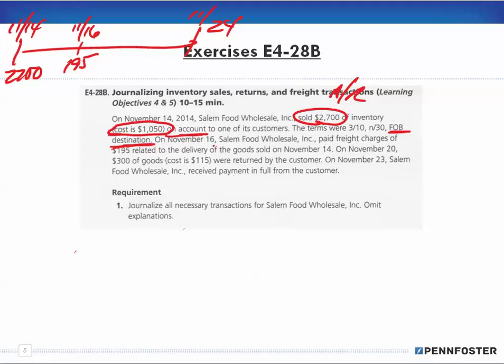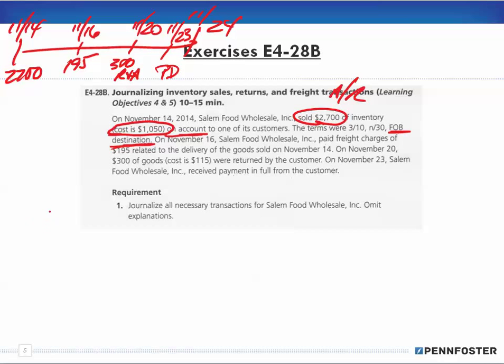Okay. Right, so on November 16th, paid freight charges of $195 related to delivery sold on November 14th. On November 20th, $300 of goods were returned, so $300 was returned by the customer. And on November 23rd, we received payment, so it's paid, but that falls within the discount period, so we have to consider a discount there. So let's work through these journal entries.